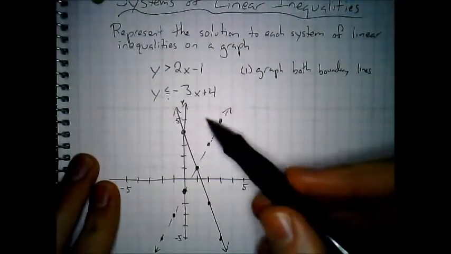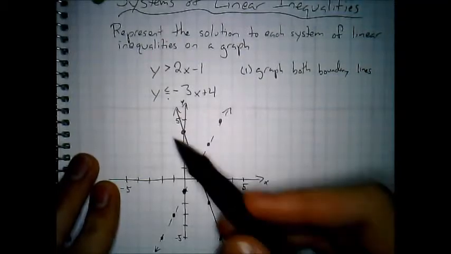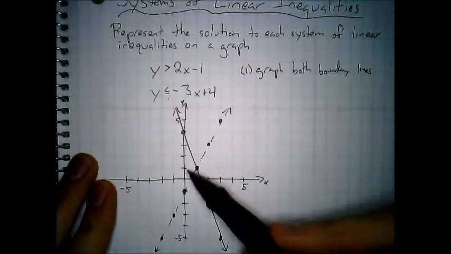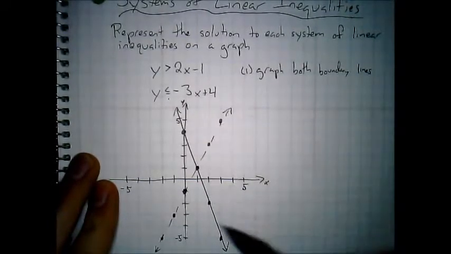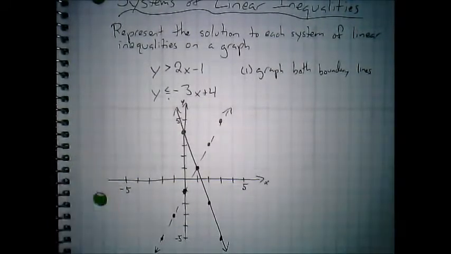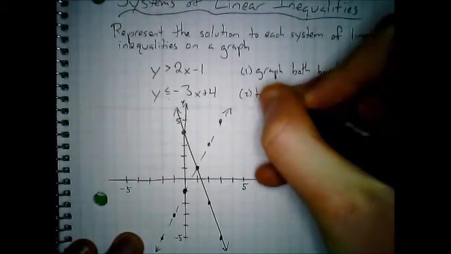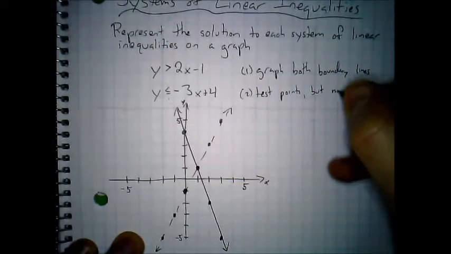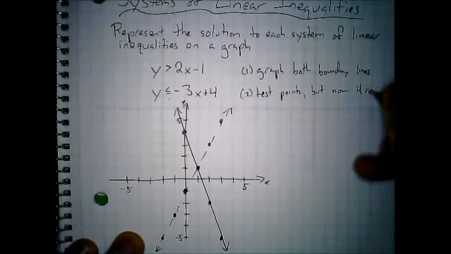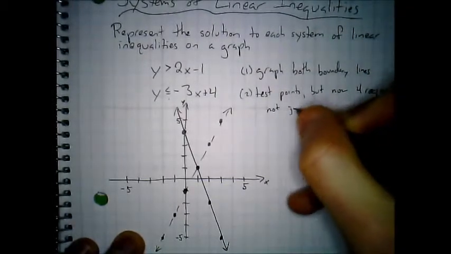We want to know, do the solutions overlap here? Are the solutions in this region that make them both true? Are the solutions in this region that make them both true? Or are the solutions in this region that make them both true? So again, the second thing we do is we test points. Okay, but now we have 4 regions, not just 2, like we did before.